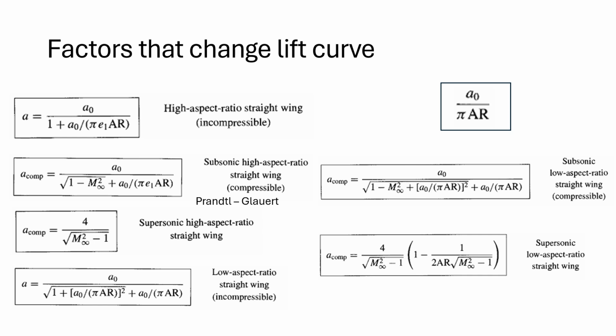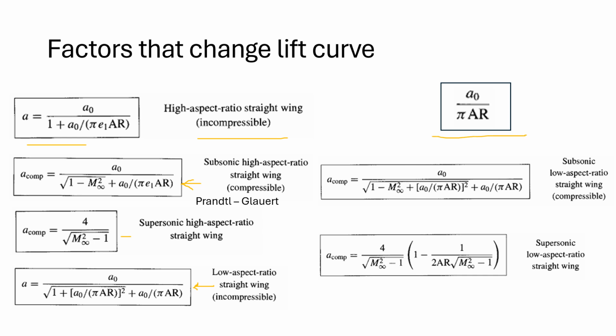Then are the factors that change the lift curve. This is what you have covered in your first exam as well. So various types of effects. If it's a higher aspect ratio straight wing, the lift curve will go down. All right. Subsonic high aspect ratio straight wing, incompressible. When the flow is compressible, which means that the Mach number is above 0.6 or 0.7, we can use this equation. For supersonic high aspect ratio straight wing, this is the equation, and low aspect ratio straight wing, this is the equation. All right.